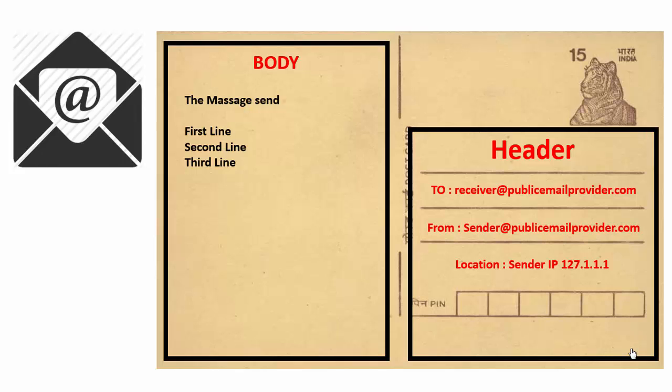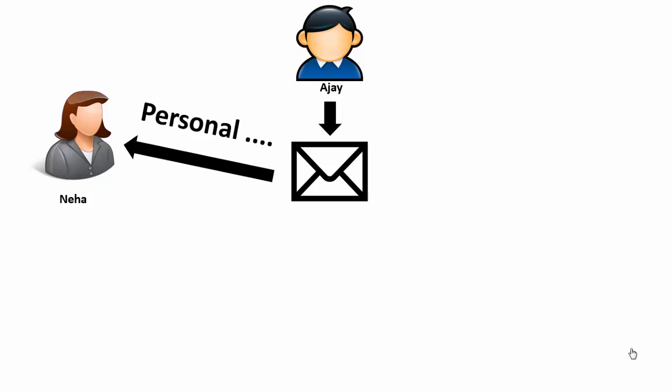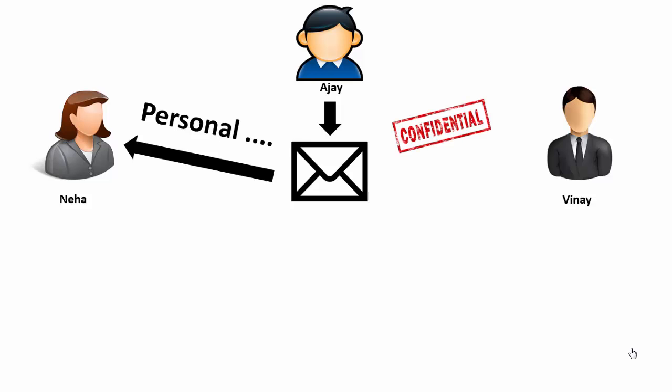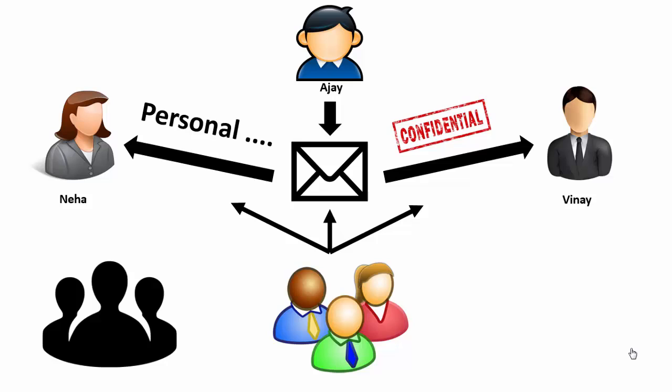Let's see another example. This is Ajay. Ajay wants to send an email to Neha, so he used his public mail ID to send a mail to Neha. It is a personal mail. And the same email ID Ajay used to send a mail to Vinay, a confidential mail. Whatever he sent, his free mail service provider can dig into the mail and read the content of his messages. In the same way, even spy agencies can see the mail, or if a hacker gains access to Ajay's inbox, he can read all the content.